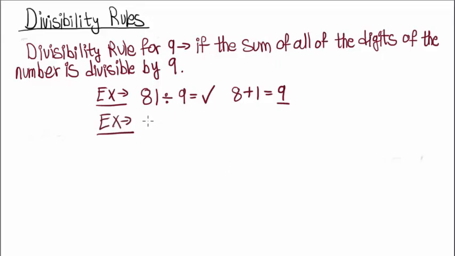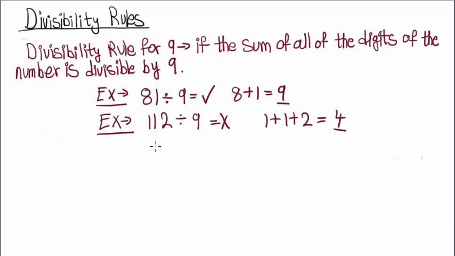On the other hand, if I have some number such as 112, this right here is not an example of a number that is divisible by the number 9. This is because 1 plus 1 plus 2 is equal to 4. And since 4 is not divisible by the number 9, 112 is not divisible by the number 9.